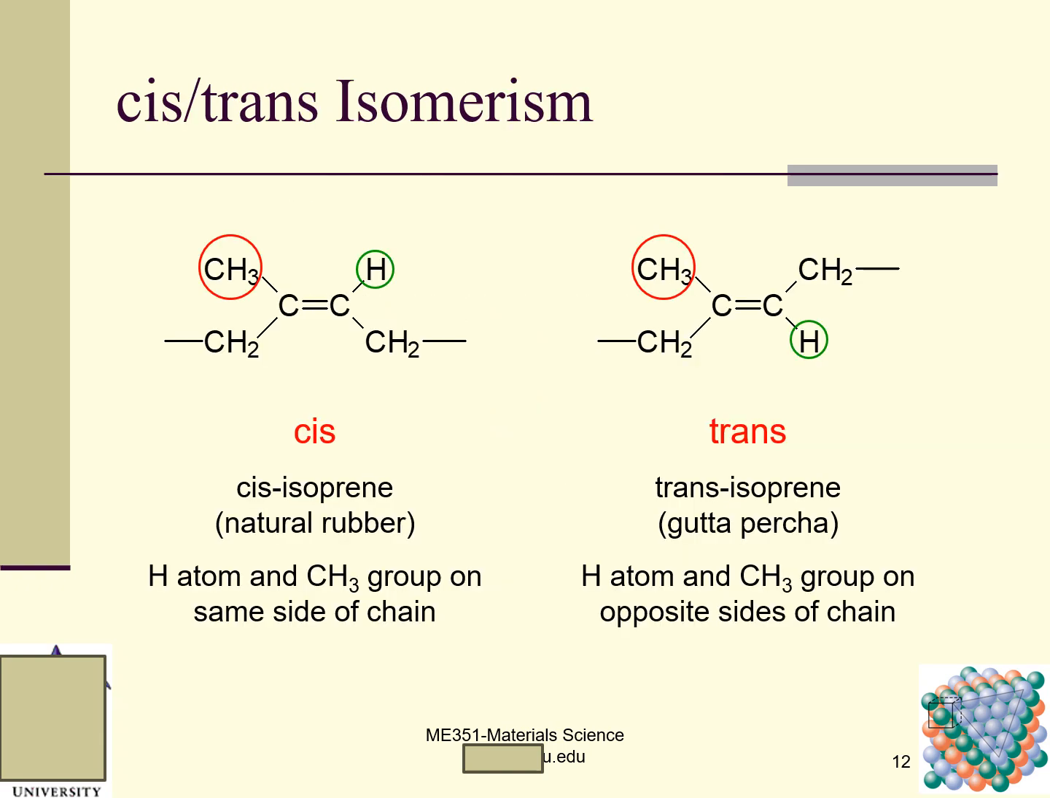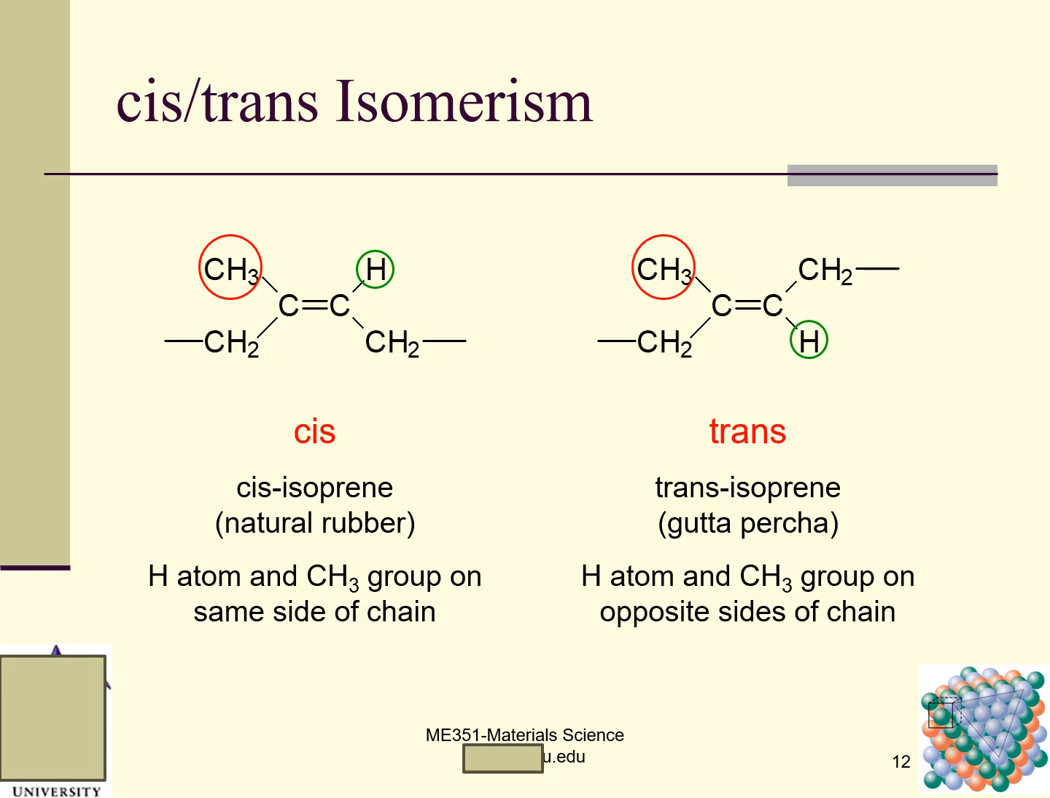Also, there is cis and trans isomerism. Here is a double bond, with CH2, CH3, H, CH2. This is cis-isoprene. And this one is trans-isoprene, with CH3, CH2, C, C, H, and CH2.